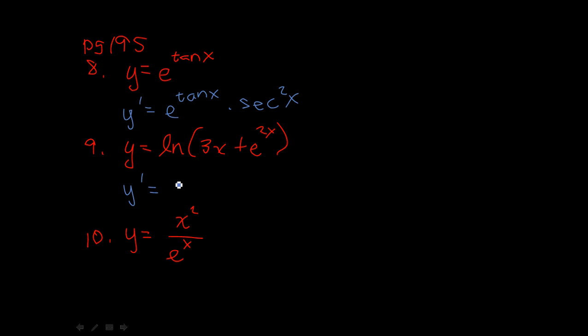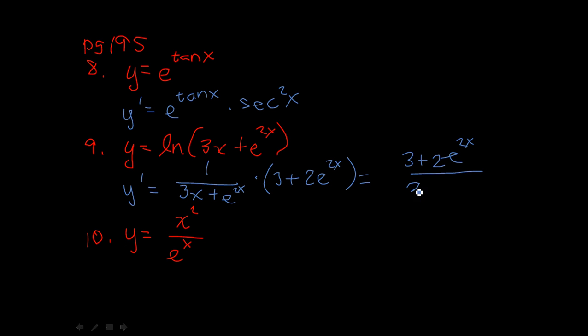Okay, on number 9, natural log is going to be 1 over the original part. So 3x plus e to the 2x. And now I'm going to take the derivative of the inside of that, which is 3 plus 2e to the 2x. And you could rewrite this so it's all one fraction, which is conventionally how we see it. So it would look like this.